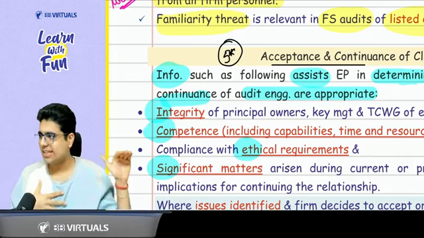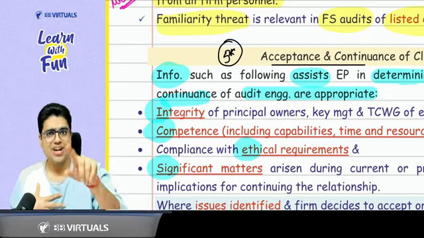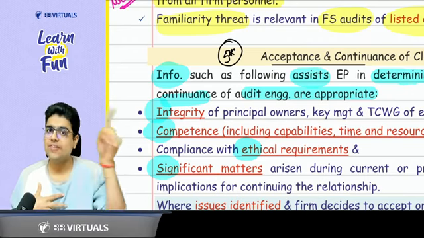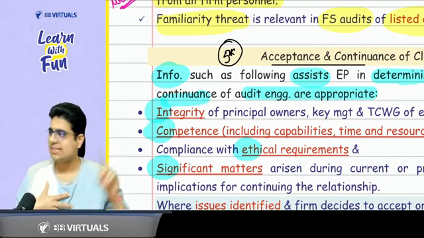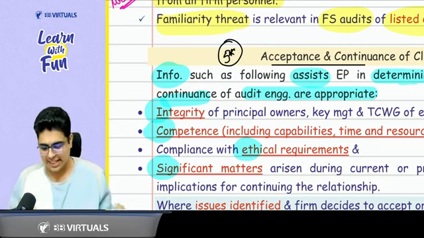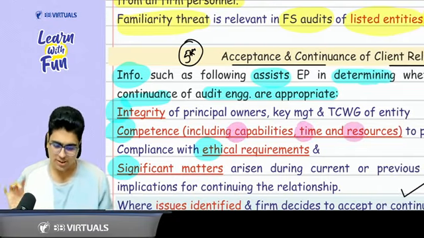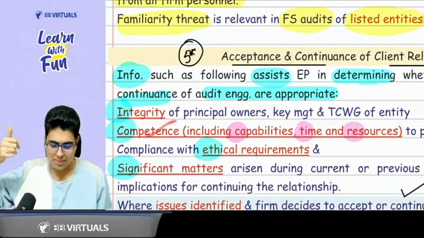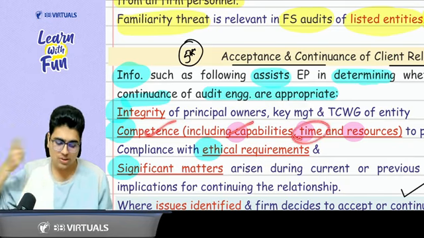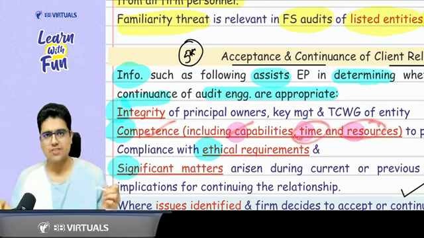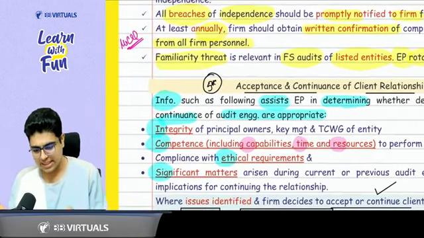Not only should you have ethics, but you should also know how to work, and you should have time and resources for that. That means CCTR: competence, capability, time, and resources. You should have competence and capability, and also time to serve the client and enough resources to serve the client. So these two points are related to the firm.